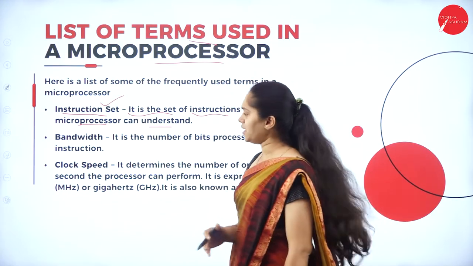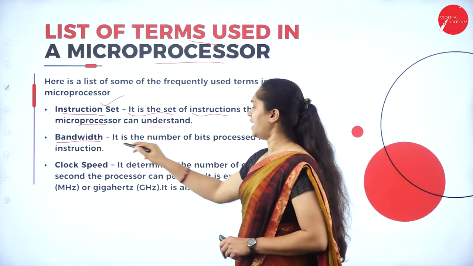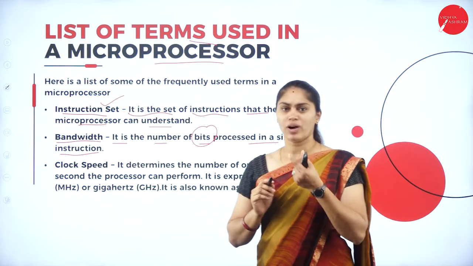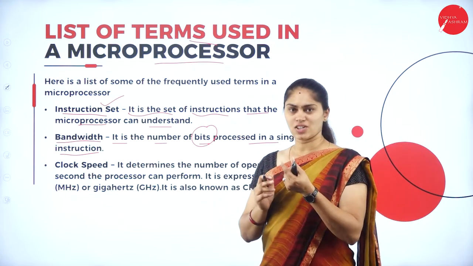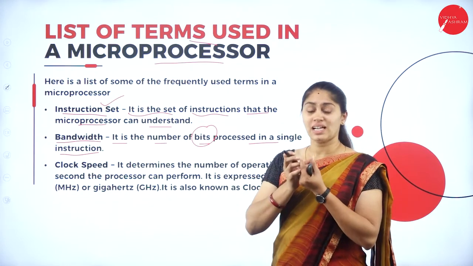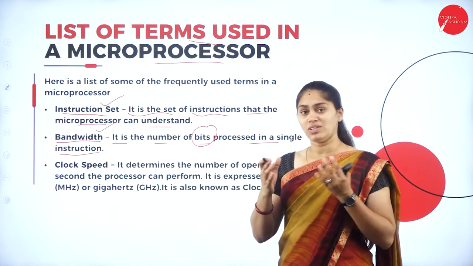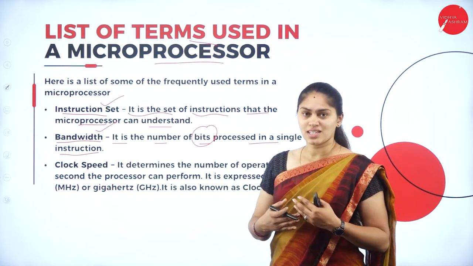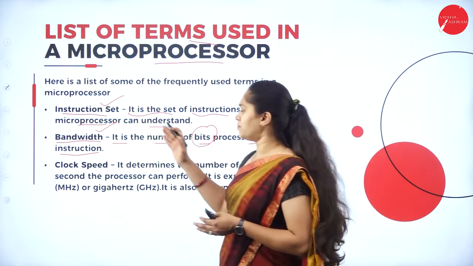Instruction set. Fine. Next, what we have here is bandwidth. What do we mean by bandwidth here? It is the number of bits processed in a single instruction. If I consider one instruction, it will be part of a set of instructions. But if I take one instruction, how many bits get processed in that particular instruction, then we call that as what? Bandwidth. So if the bandwidth is high, or if the bandwidth is more, then the number of bits processed will be high. That is what bandwidth is here.